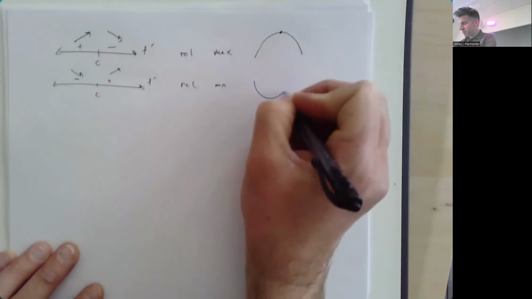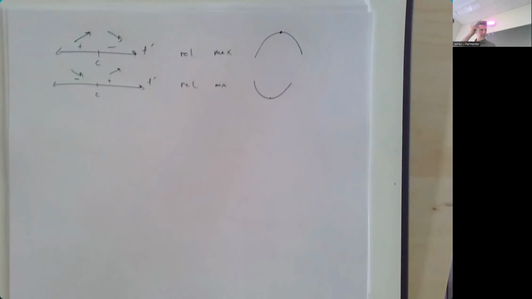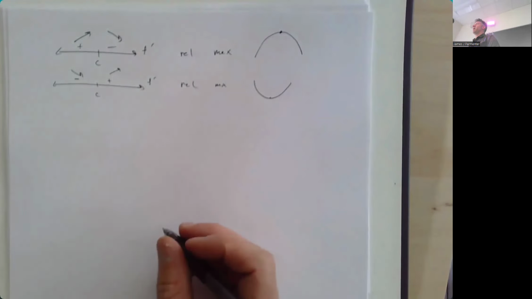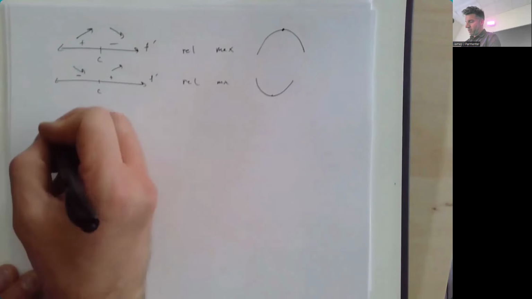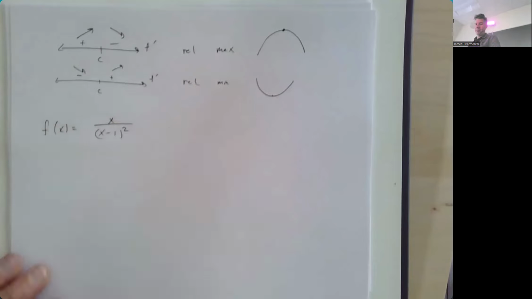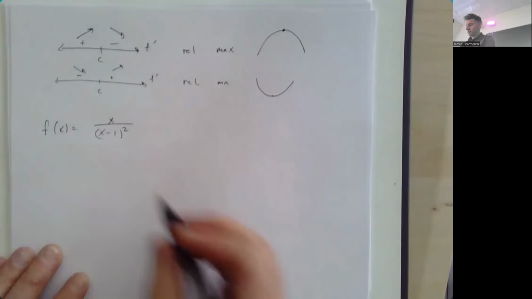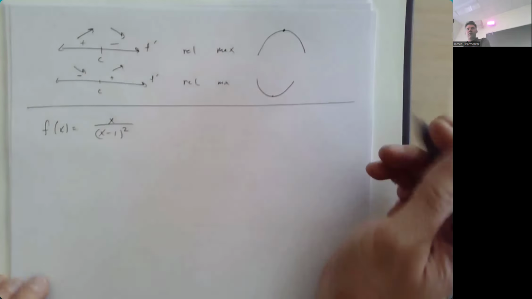Yeah, so we'll do something fun here. Let's say we have the following function. Let's say we have f of x equal to x over x minus 1 squared. We're not gonna deal with the inflection points for this one yet, but we will deal with the other stuff. So let's find the usual things.